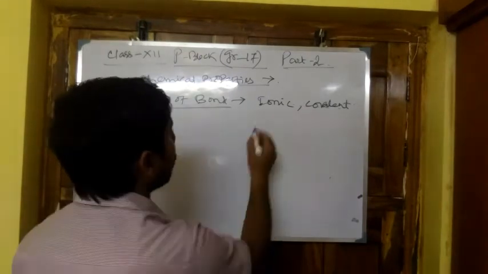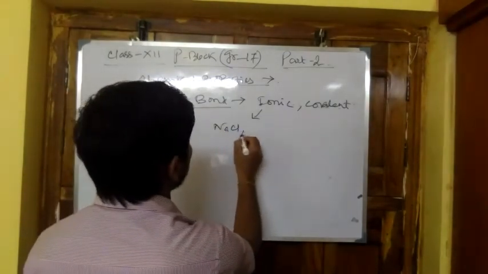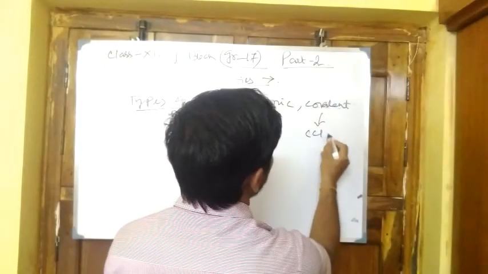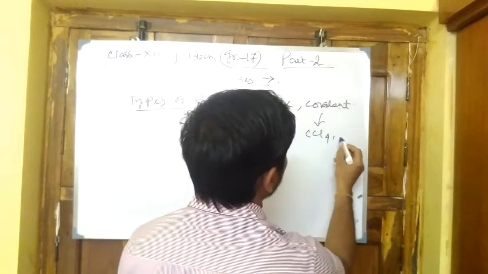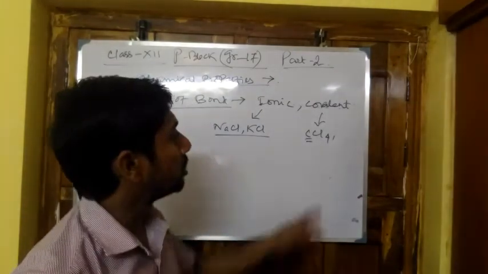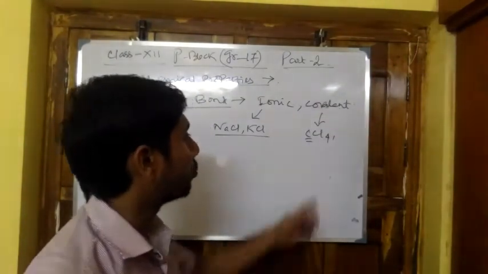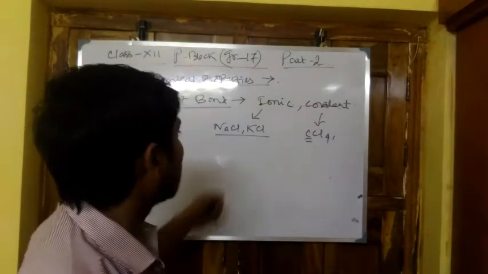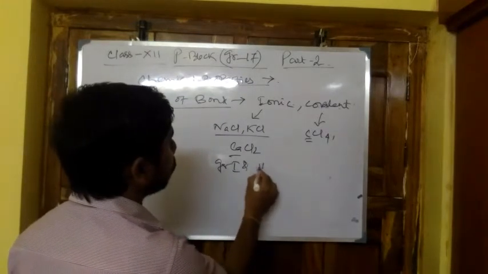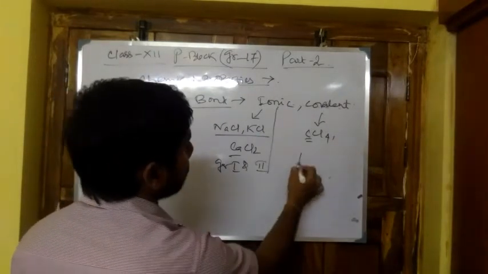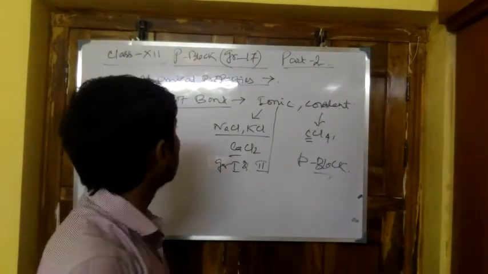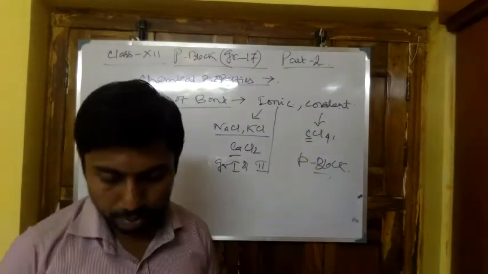The examples of ionic bond are NaCl, KCl, etc., and of covalent bond, CCl4, etc. In covalent bonds you can see that it is the non-metals. Generally the non-metals react with the halides to form covalent bonds, and the metallic ones, like CaCl2, that is group 1 and group 2, form ionic bonds, and the p block elements generally form covalent bonds. So these are the general types of bond of group 17 elements.